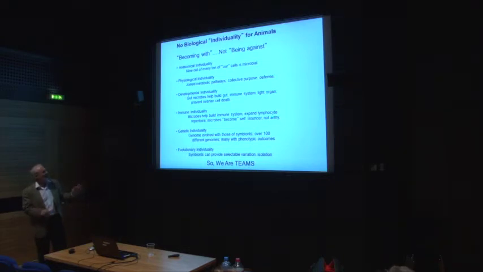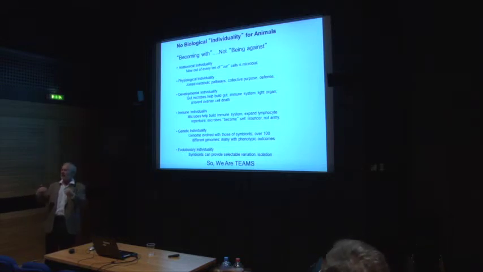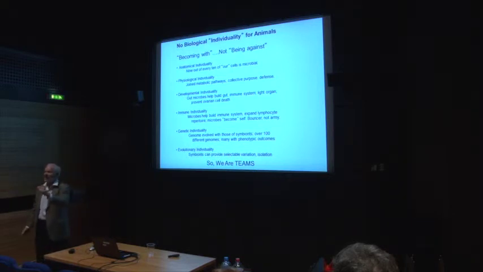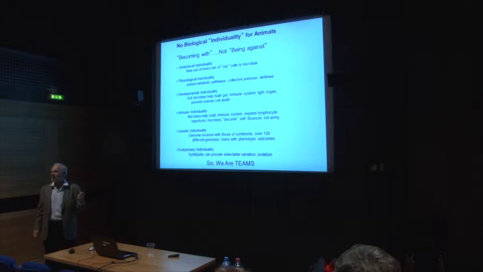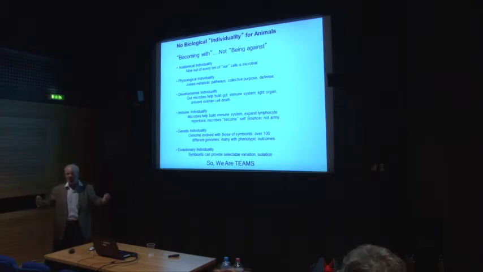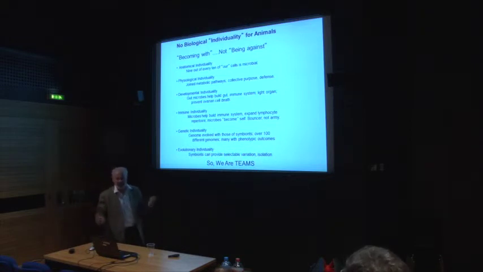Immune individuality: the microbes actually help make the immune system. When I was taking immunology, I learned that the immune system was our defensive weaponry, the Schutzwaffe of the body, to hold off this nasty outside world. Actually, the immune system welcomes in certain bacteria. It's not so much an army as a series of bouncers at bars. It knows who to let in and who to keep out. They're really strict passport control agents. Genetic individuality: our genome evolved with that of the microbes. We have 150 times more microbial genes than we have genes from the zygote. And evolutionary individuality: symbionts can provide selectable variation, and they can be involved in reproductive isolation.